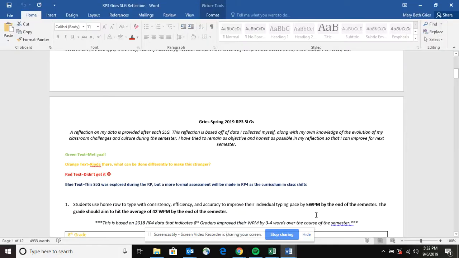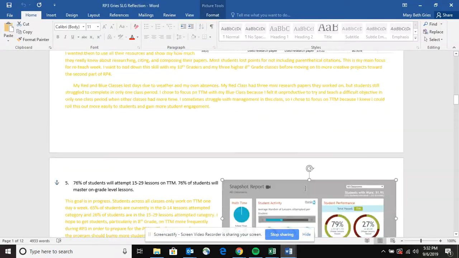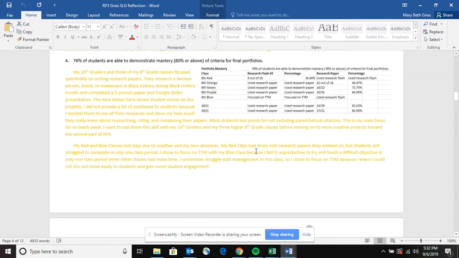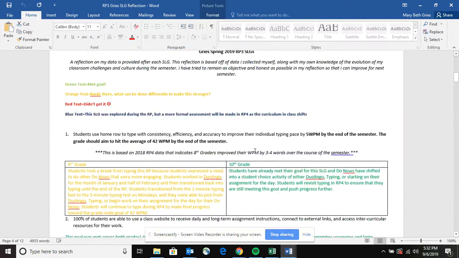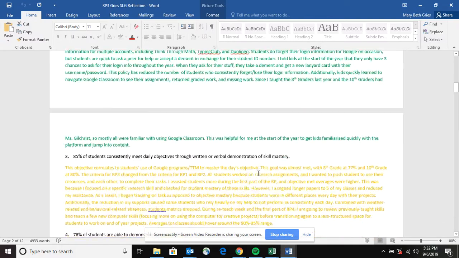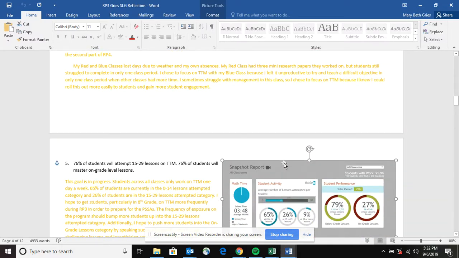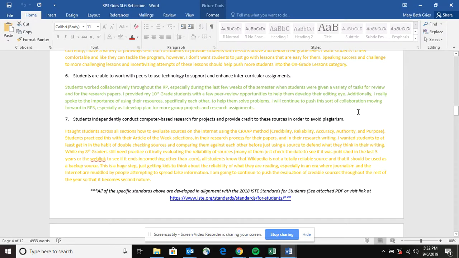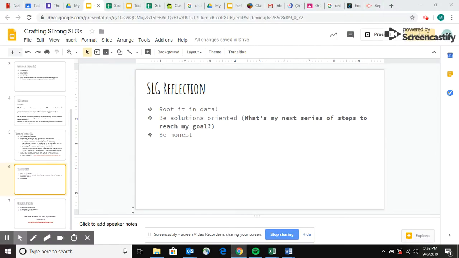honest, as you'll see here in my document, I think that two of my SLGs are green. The rest of them are yellow. And that shows that they're working toward progress. But again, I'm being honest. There's no red on here. I have had red on my SLGs before, and that's okay. It just shows this is what the goal was. I didn't hit it, and this is why. Just as long as you're being reflective about your practice.